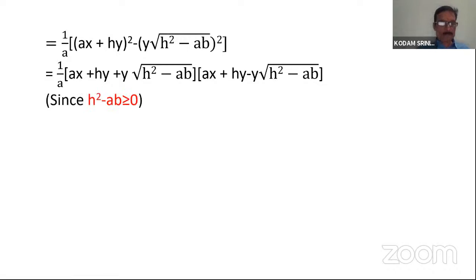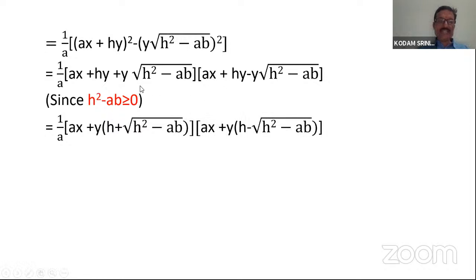By observing that, already we have taken the condition of h square minus ab greater than or equal to 0. In this case, just rewriting the terms, ax plus, from these two terms I am taking y as common, that is y into h plus under root of h square minus ab. Again, from the second bracket also, ax plus y into h minus under root of h square minus ab. By observing these two equations in terms of x and y only, in these two equations there is no constant term.